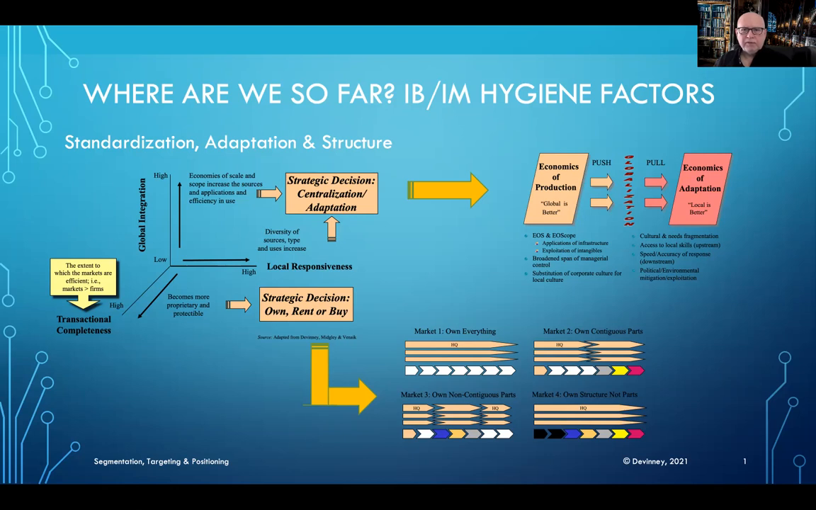So if you look at this graph, this is sort of the basics of it. It almost captures everything we talked about. And that is that these components here, the global integration, local responsiveness, the centralization decision, are driven by the economics of supply and the economics of demand. And then the structural aspects are driven by that transactional completeness. What do I need to own? What can I rent? What can I contract out?